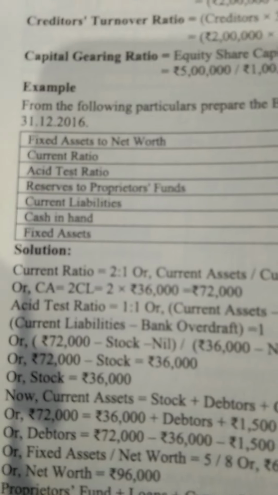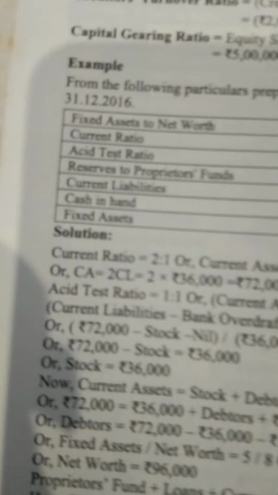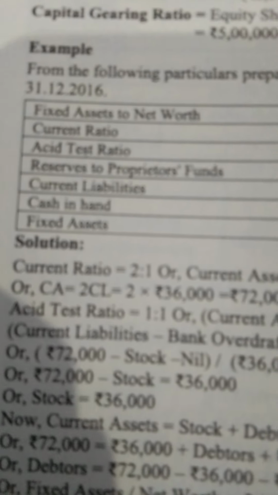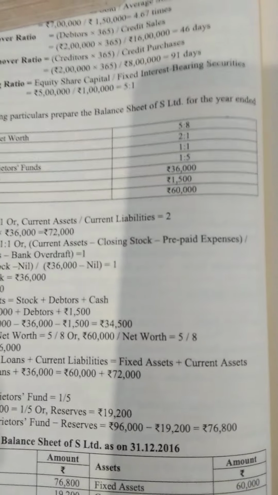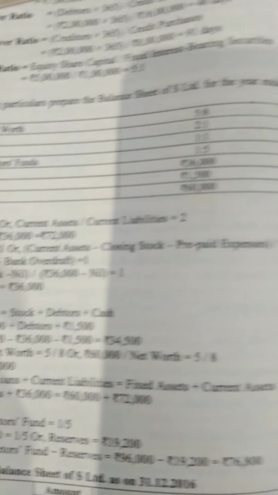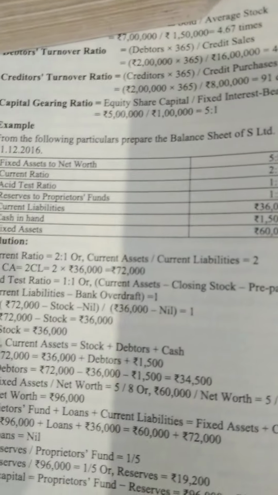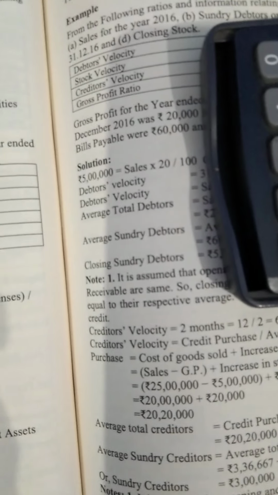Next, current ratio, that is 2:1. Next, acid test ratio, that is 1:1. Next, reserves to proprietors' funds, that is 1:5. Next, current liabilities, that is given as rupees 36,000. Next, cash in hand is given as 1,500. Next, fixed assets is given as rupees 60,000.